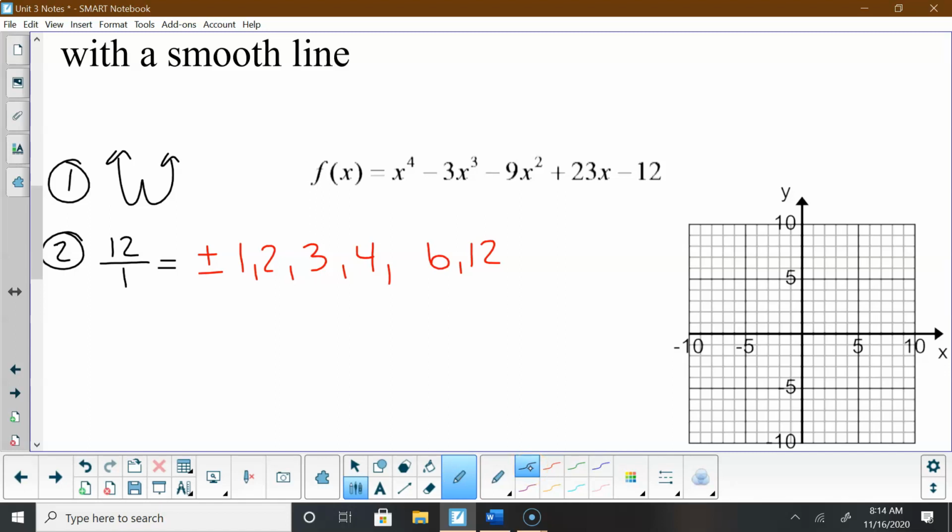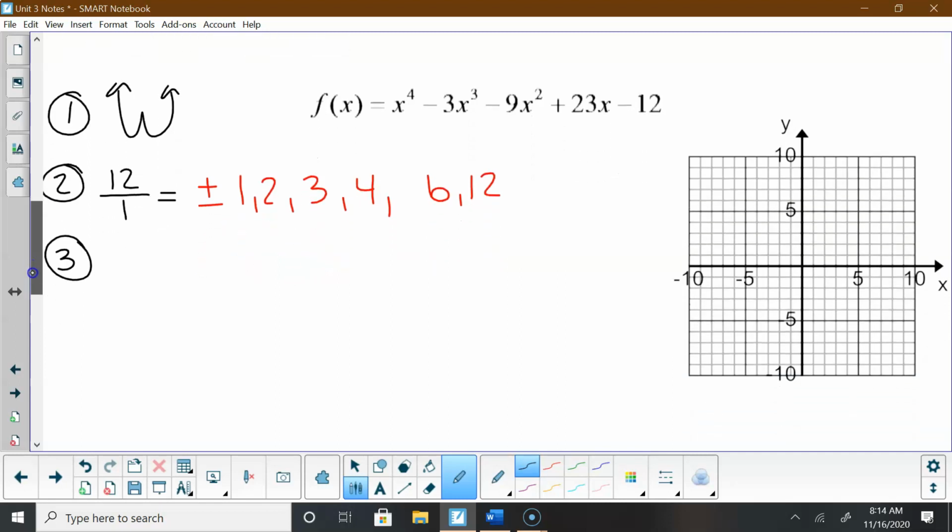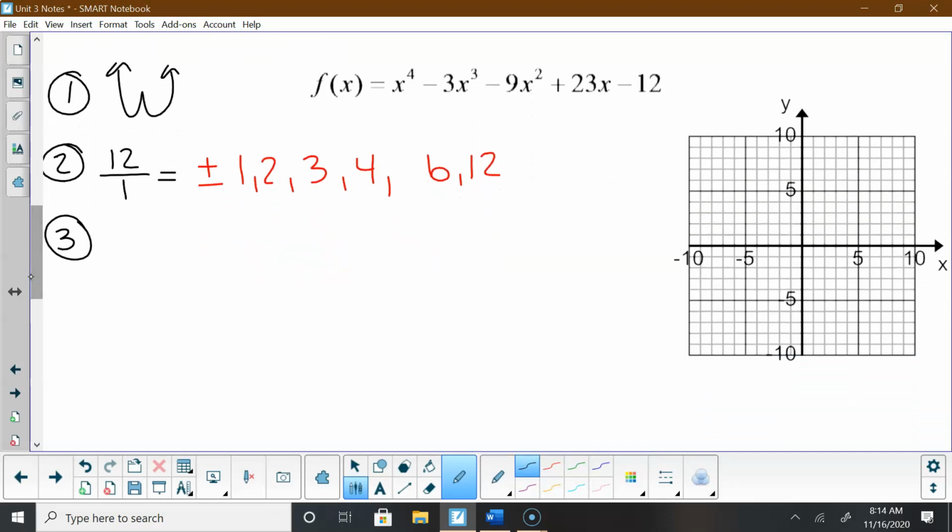Now step 3 is to go through and figure out which of these actually works. This is the guess and check part. This is the part that kids hate, because it's a lot of synthetic division. But this is why I showed you synthetic division, because having to do this long division style would suck. So we're literally checking these 12 options. Because remember, there's a positive and a negative.